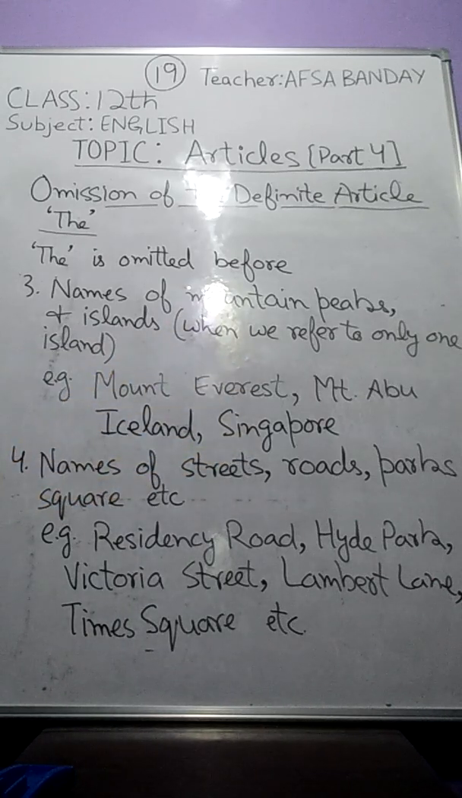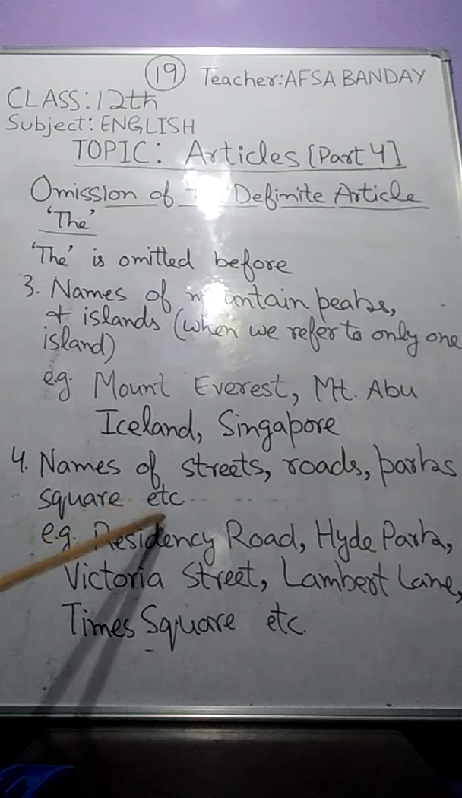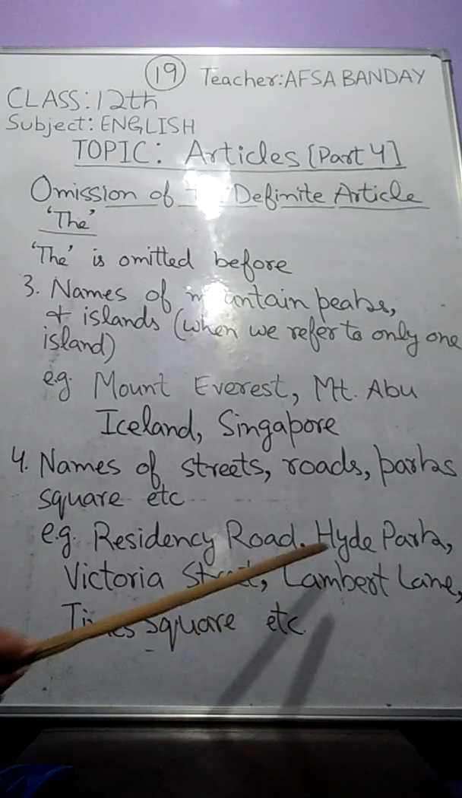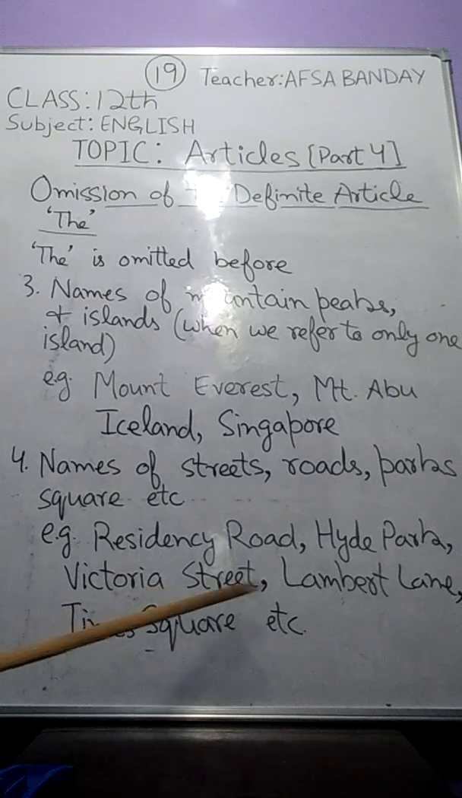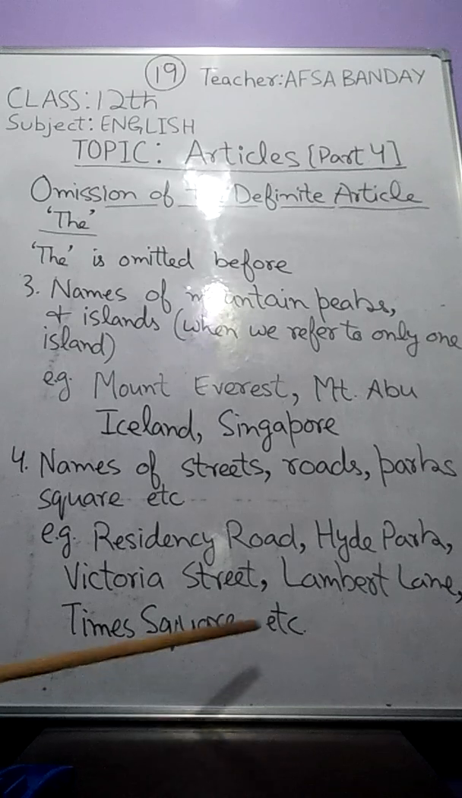Number 4: "the" is omitted before the names of streets, roads, parks, squares, etc. For example, we say Residency Road, not the Residency Road. We say Hyde Park, Victoria Street, Lambert Lane, Times Square, etc.